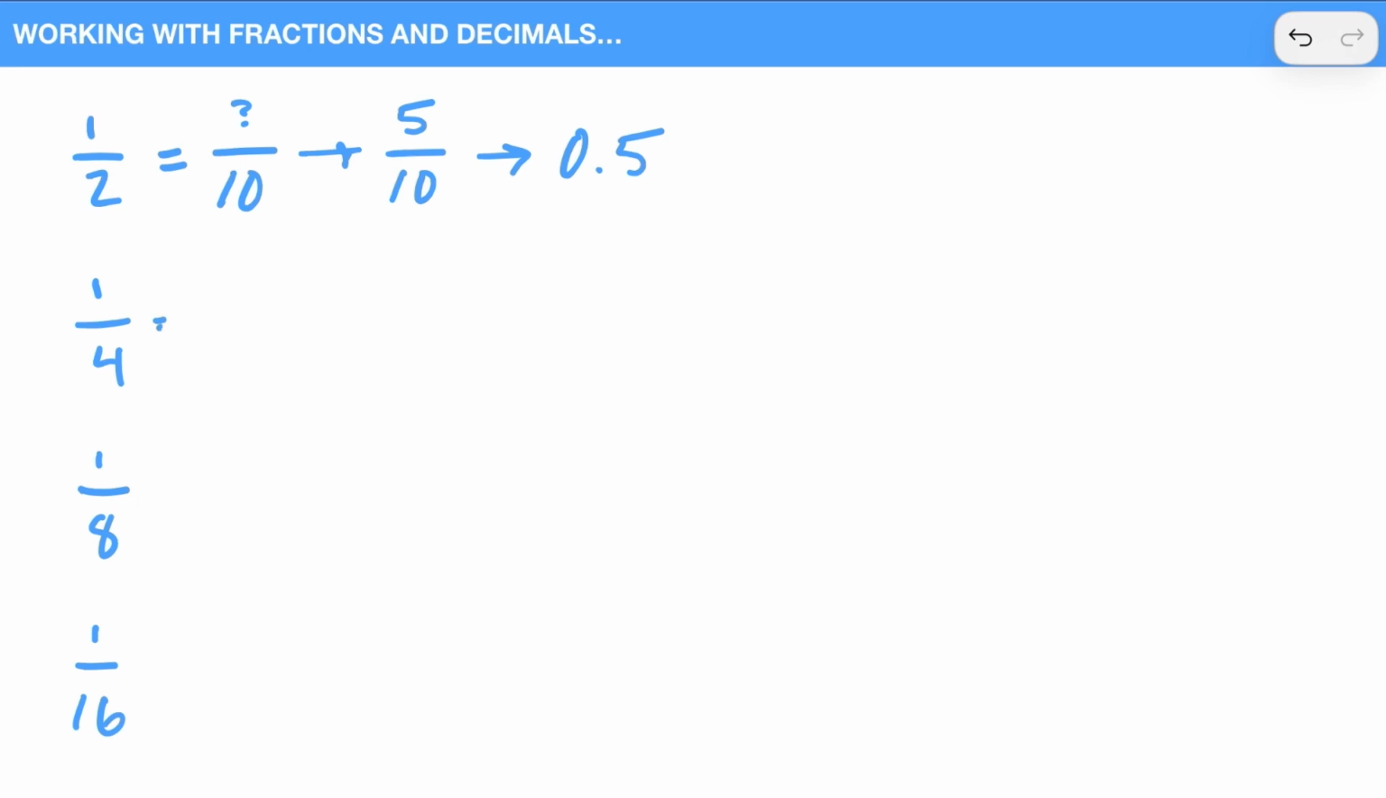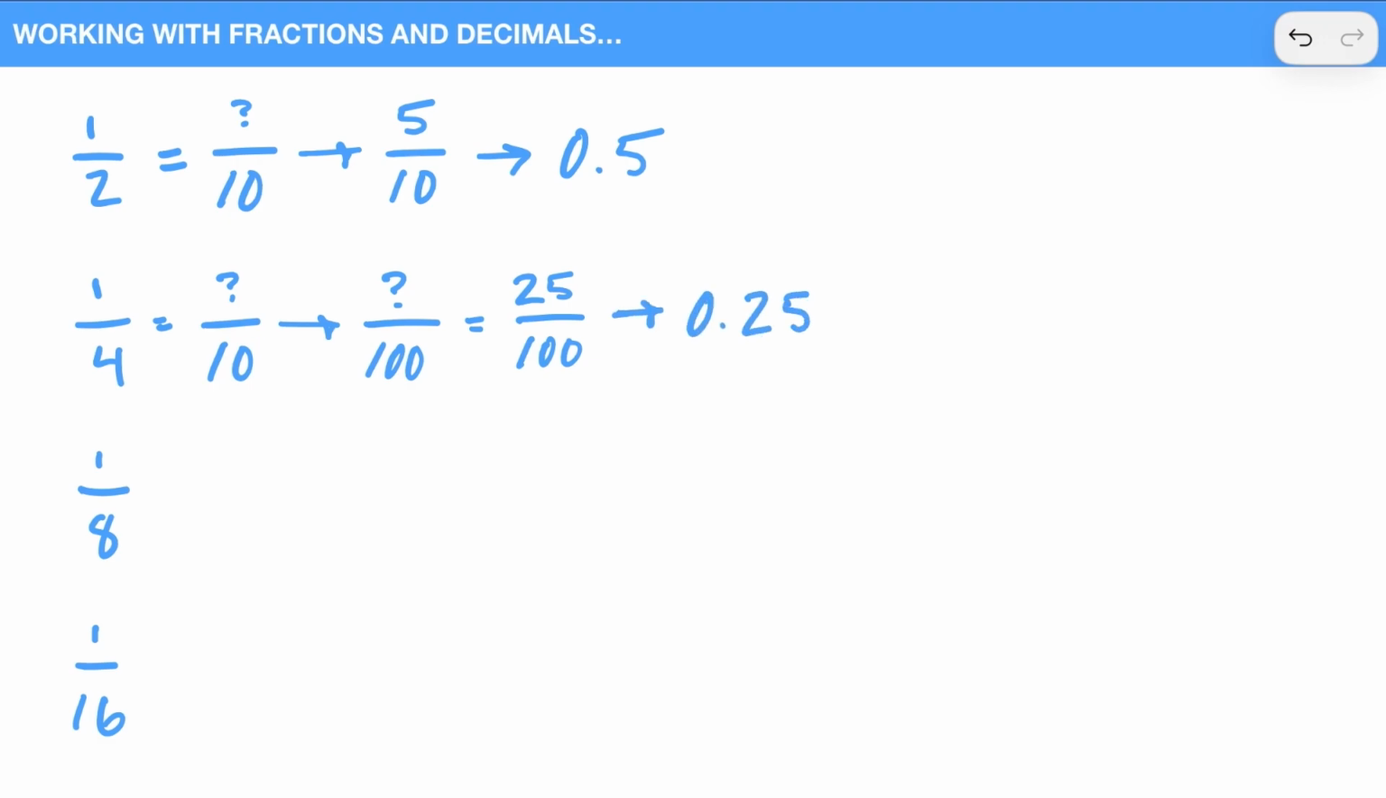Let's do the same thing with 1/4. What number over 10 is this equal to? Well, there is no whole number that when we put it over 10, is equal to 1/4. But there is such a number if we put it over 100, and that number is 25 over 100. And so our decimal becomes 0.25.